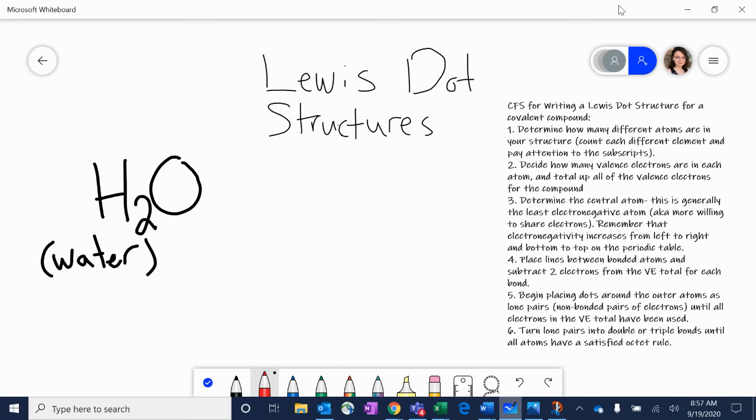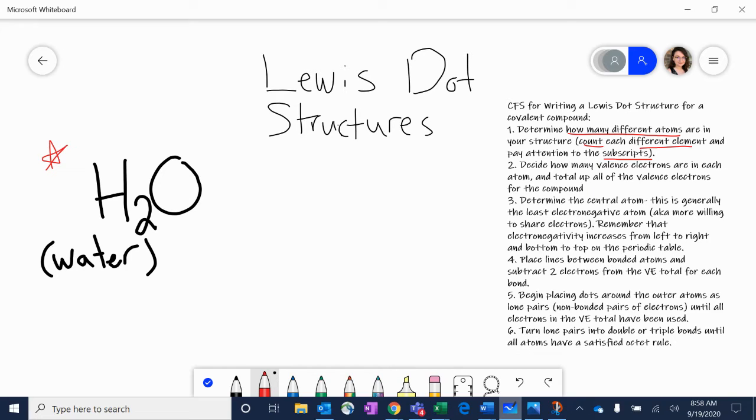All right, let's get started by drawing a Lewis structure for possibly the most well-known covalent compound ever, water, or H2O. My first step is I need to find out how many different atoms are in my structure. So I'm going to count each different element and look at the subscripts, also called the little numbers.